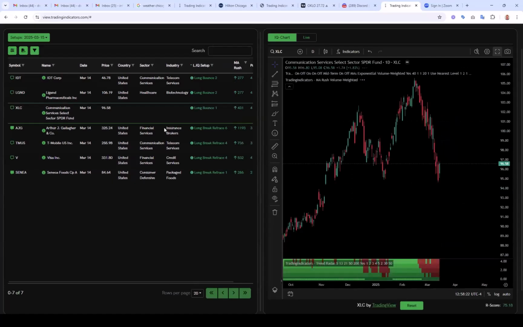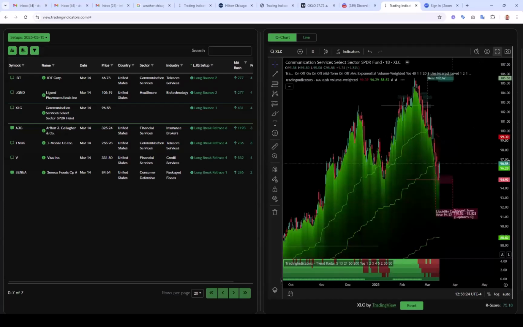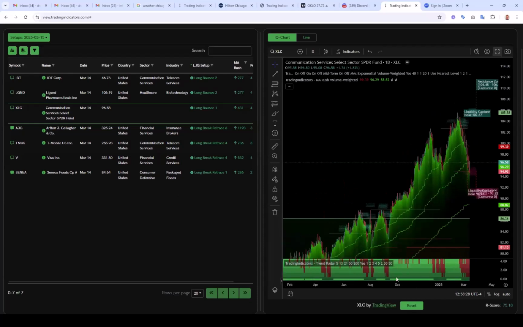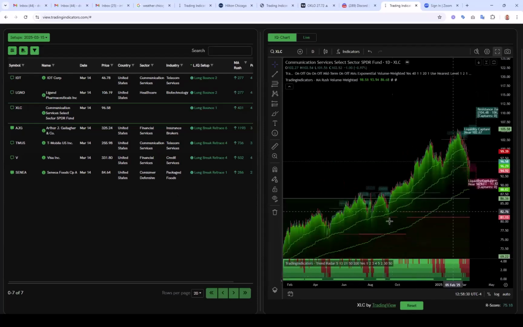Yes, I like this one. I think it's a beautiful setup, directly down to support here. Nice uptrend, very consistent uptrend with corrections which only go down to level 4. Once again, we're down to level 4 here. I like it. I'm going to definitely add this one as one of our hot symbols for the week ahead.